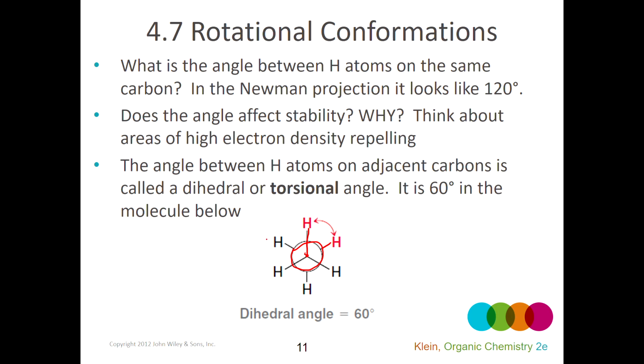So if I have a staggered Newman projection where all the atoms are spread out, I have this torsional angle between these 2 hydrogens, also called dihedral angle, of 60 degrees. So what does the angle have to be for there actually to be torsional strain or repulsion between these hydrogens on adjacent carbons?